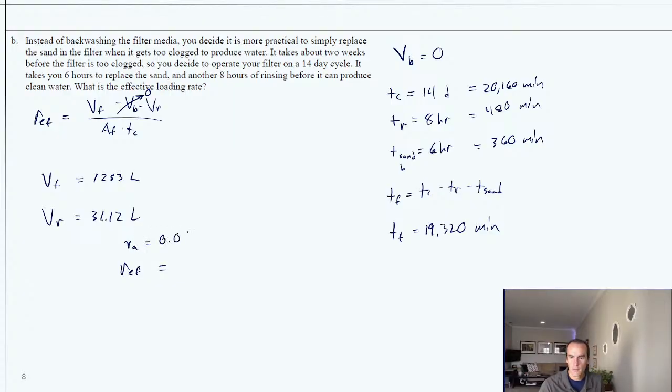0.057 liters per square meter per minute. So it would make a lot of sense to me to use those same units for our loading rate, but of course you could have chosen some other units. So this should be 0.053 liters per square meter per minute.